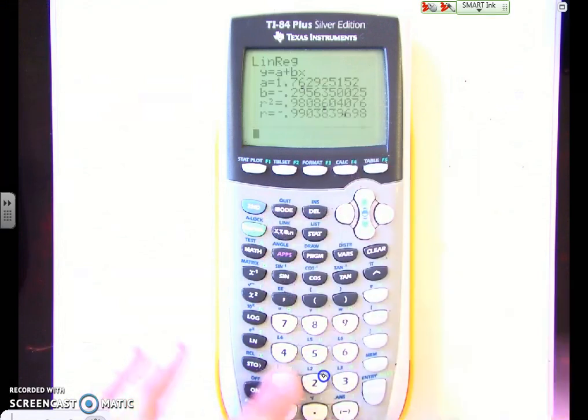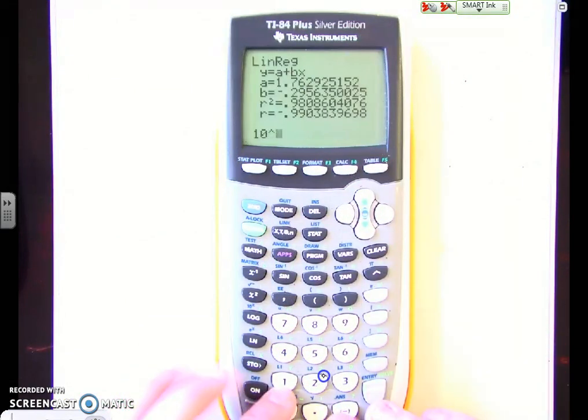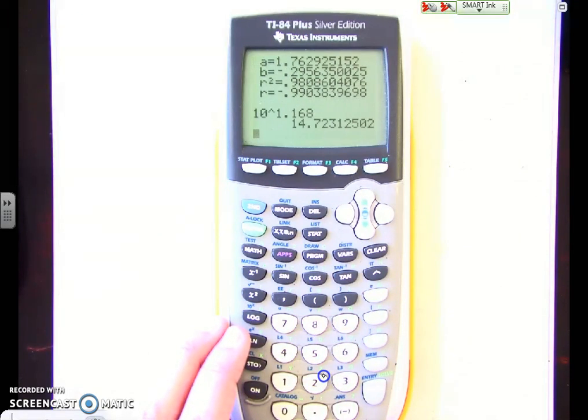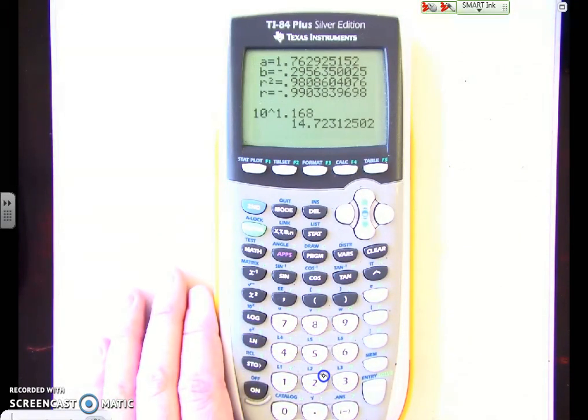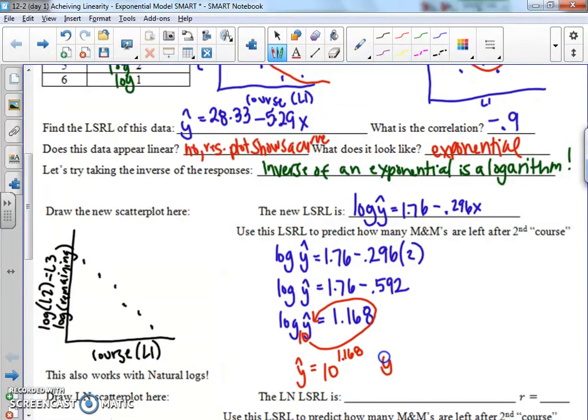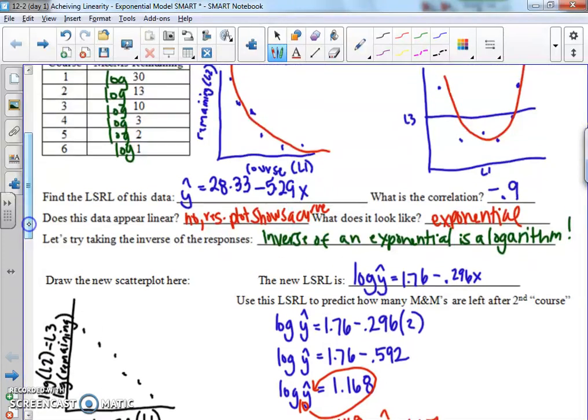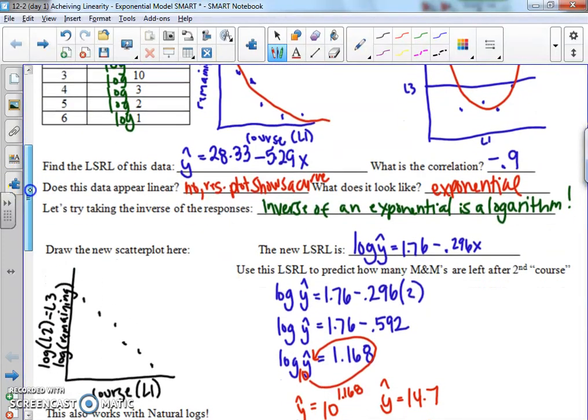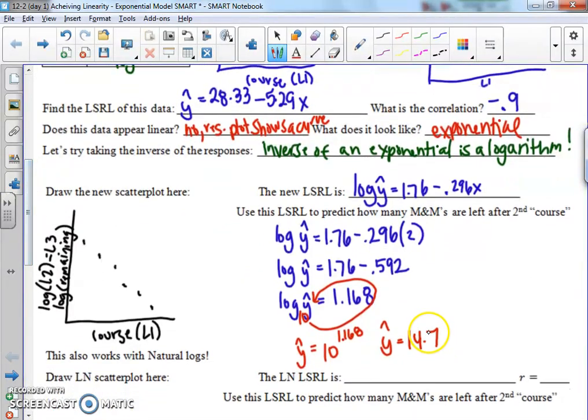Just to remind you, to go 10 to the 1.168, and that's your predicted value, 14.723. Okay, so your y hat, your predicted number of remaining M&Ms, is 14.7. Let's see how close our prediction was. Well, when we actually did it with my son, it was 13. My regression line predicted 14.